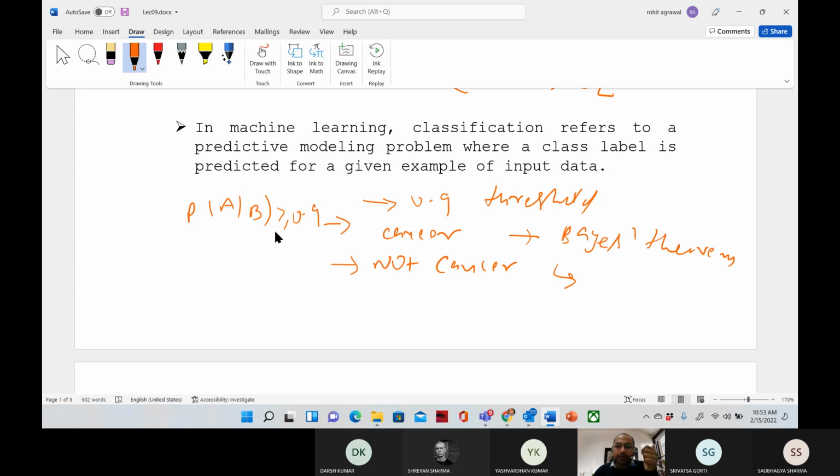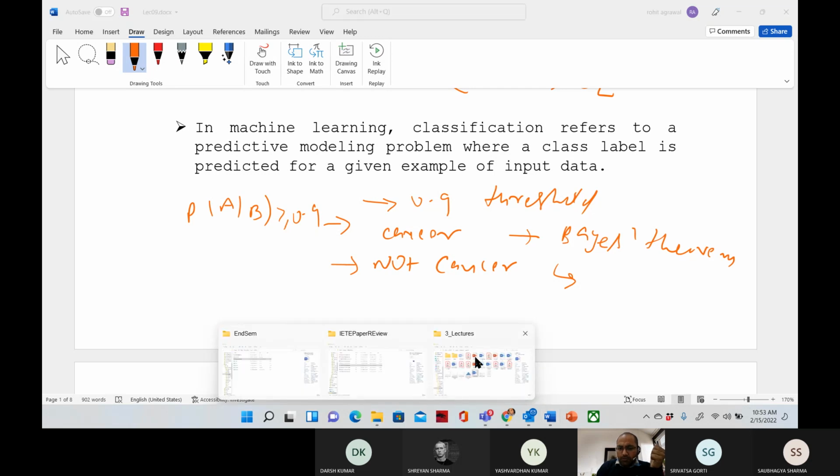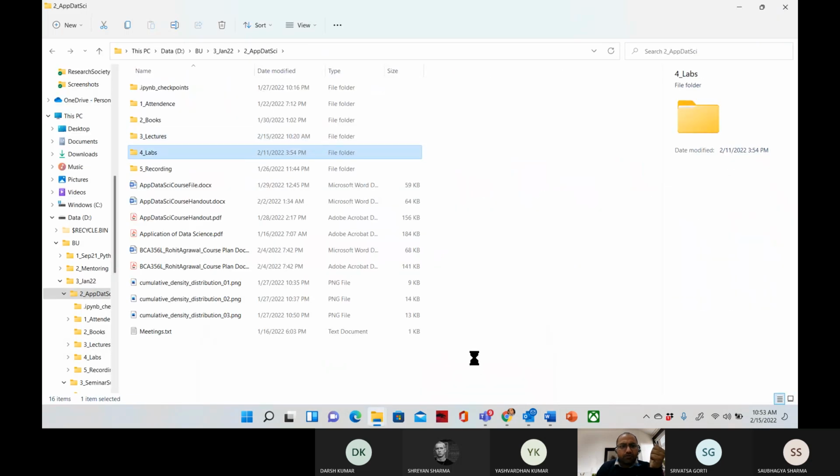If this probability is greater than 0.9, then it is the case of a cancerous patient, otherwise it is not cancerous. Do you remember this, or I can show you? Just let me see here. I will show you once again.